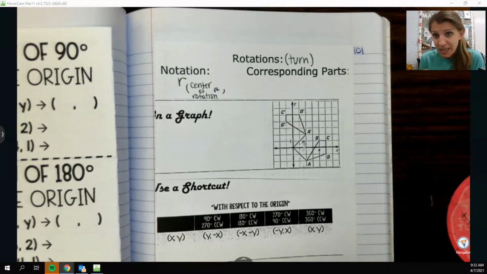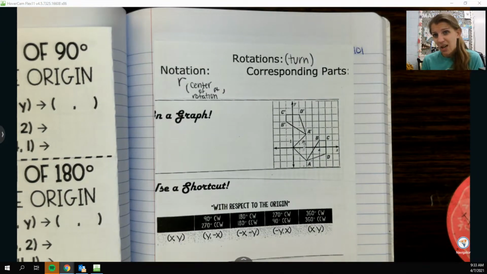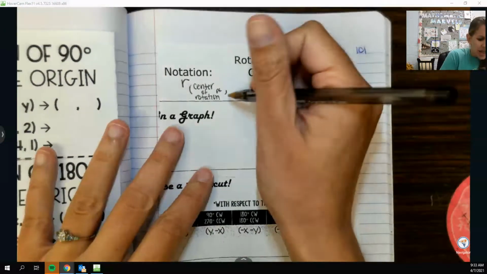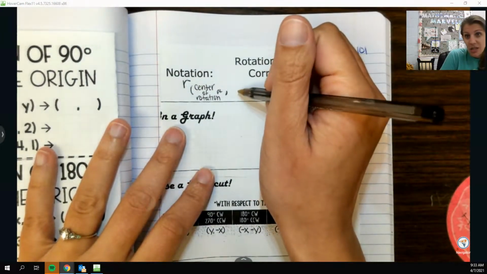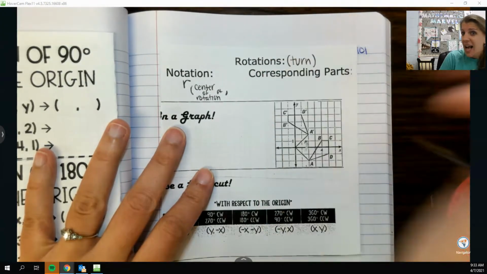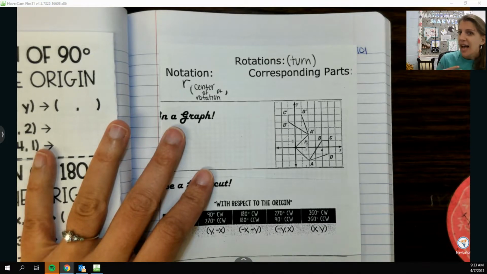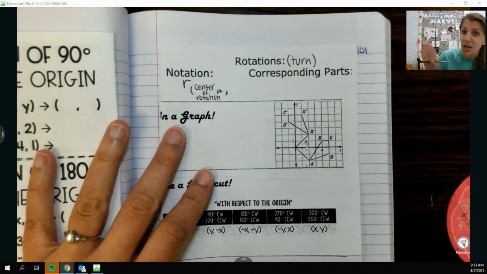For our purposes, we are mostly just going to rotate around the origin. That's the best place to rotate from because it's 0, 0. Once you start rotating from other points, we don't have really shortcuts to do that, and it gets way trickier, so we're not going to worry about that. The second thing that you have to tell people is how much you're going to rotate. So what are you rotating around, and how far are you going to go?